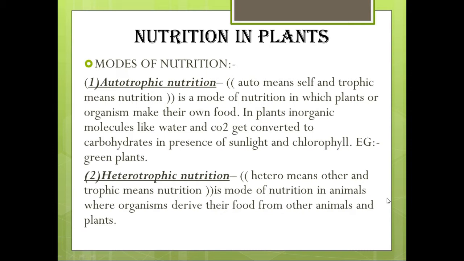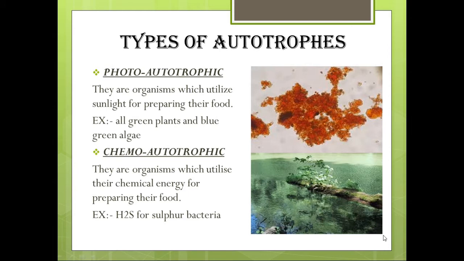Next topic is nutrition in plants. There are some modes of nutrition. First is autotrophic nutrition, in which auto means self and trophic means nutrition, and it is a mode of nutrition in which plants or organisms make their own food. In plants, water and CO2 get converted to carbohydrates with the help of sunlight and chlorophyll. Examples are all the green plants because they contain the chlorophyll pigment. Second is heterotrophic nutrition. Hetero means other and trophic means nutrition, and in this mode animals and plants derive food from other animals and plants.